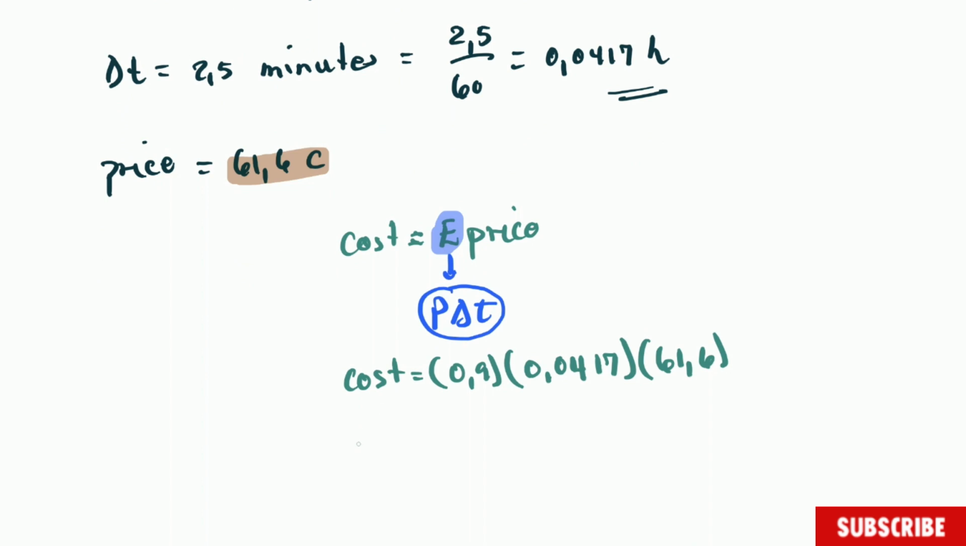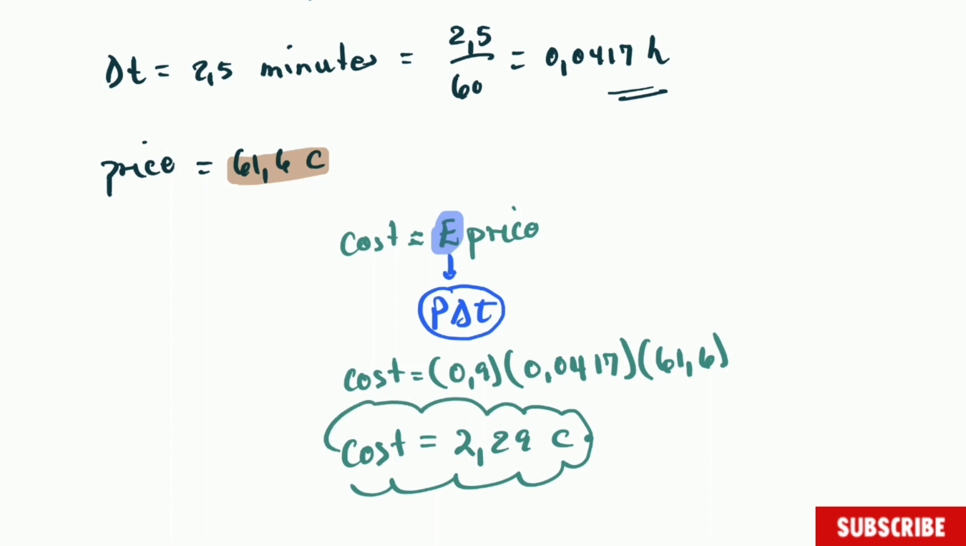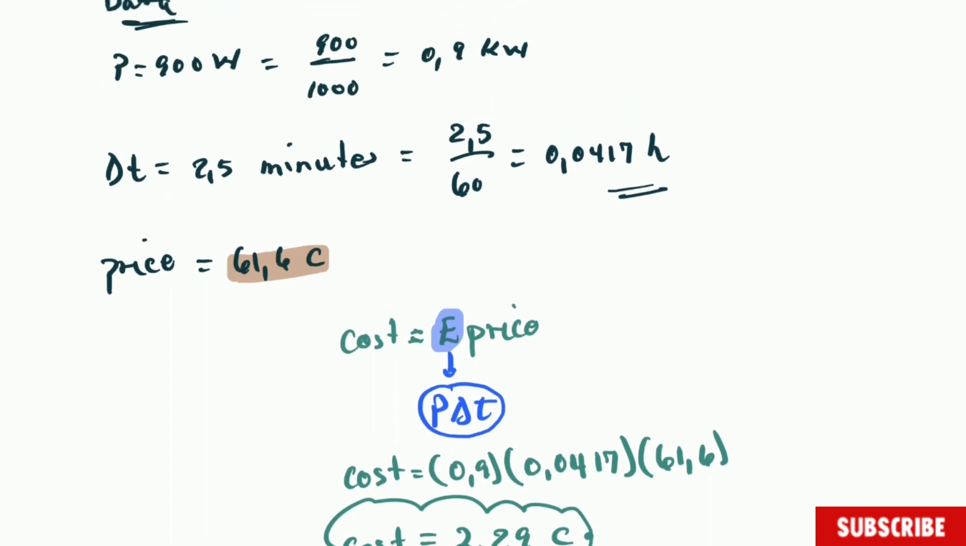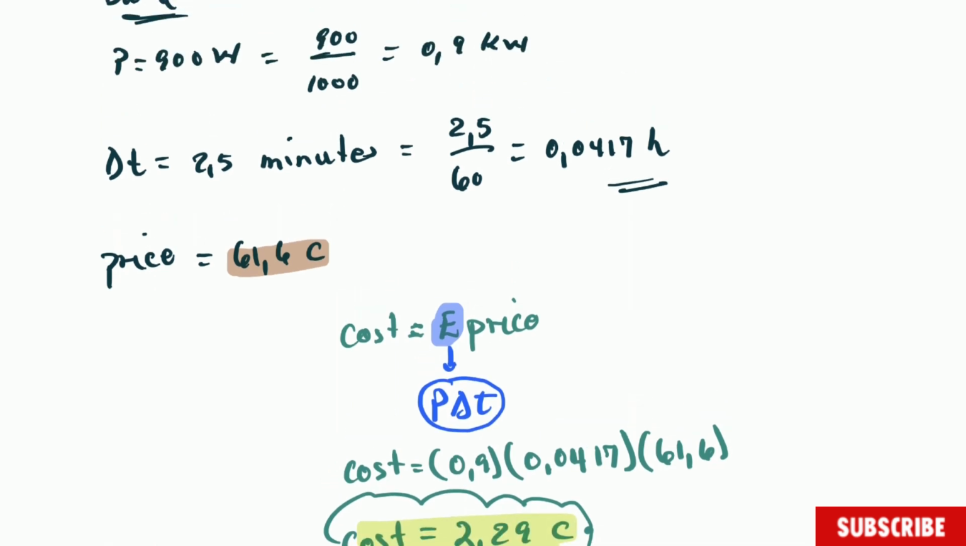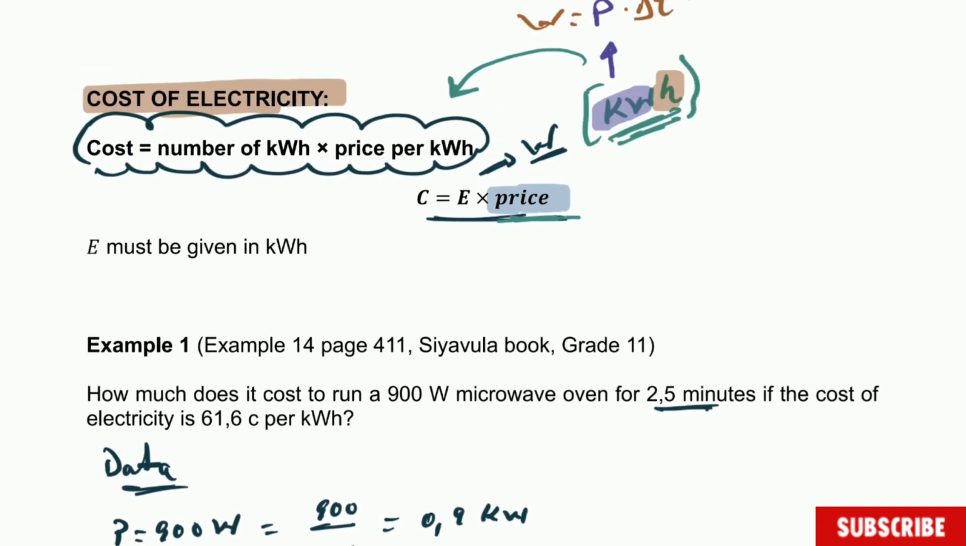And guys, this one will give you an answer of cost equal to 2.29 cents. This is the answer. So that is how much it will cost to use that microwave for those 2.5 minutes. It's quite simple. The calculation is not difficult. You can try it. You can do other examples, but this is all.